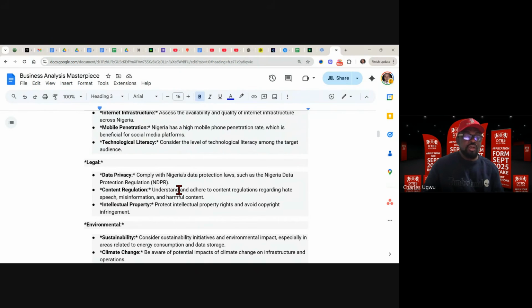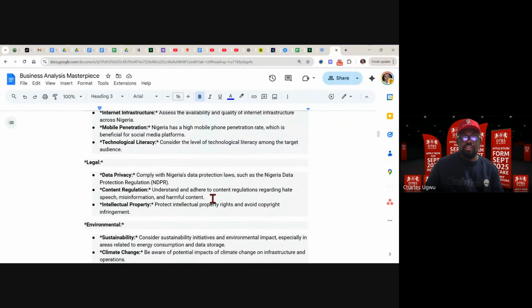Then content regulation: understand and adhere to content regulation regarding hate speech, misinformation, and harmful content. So we need to understand some of this. If you are trying to come into this business, you must be able to censor; your platform must be able to handle this kind of regulation, hate speeches, misinformation.